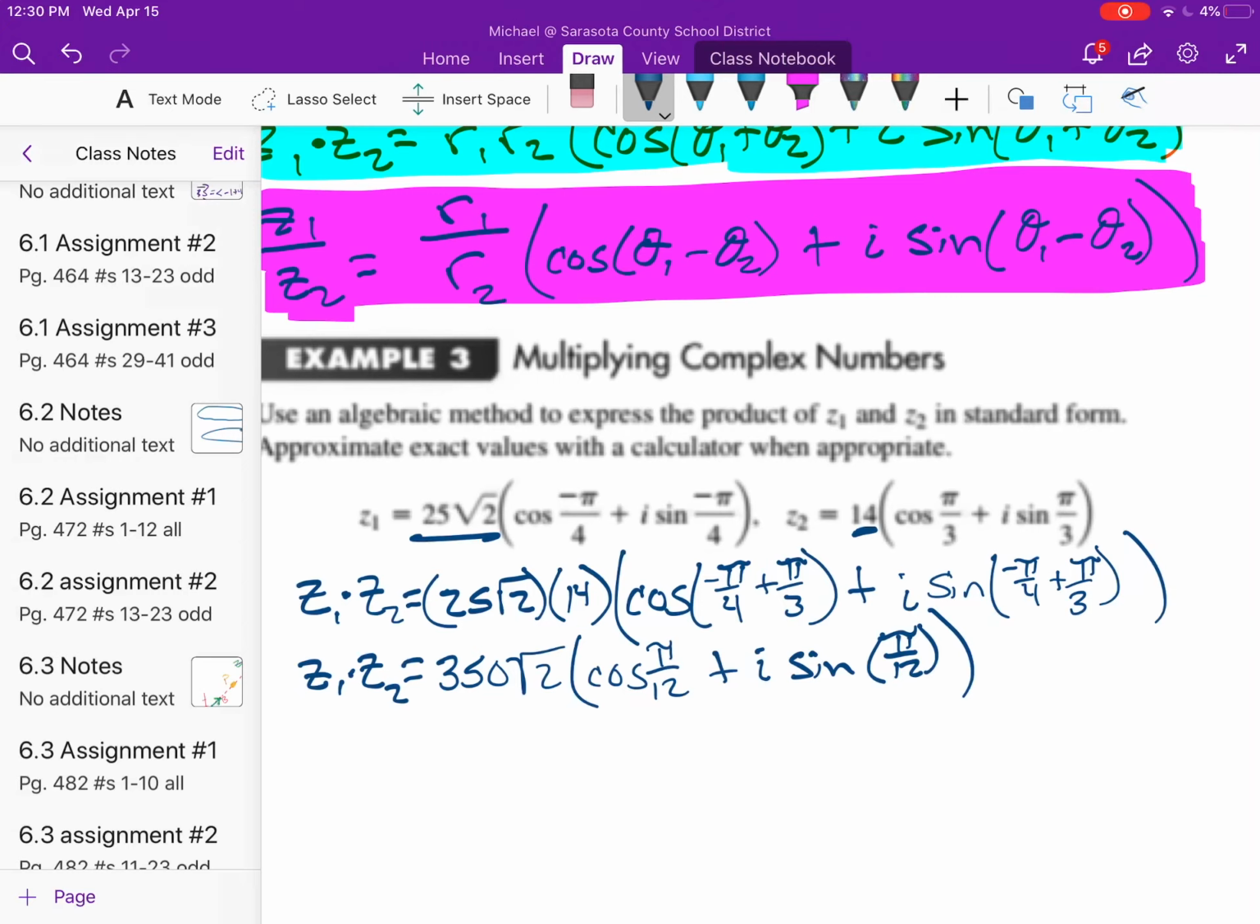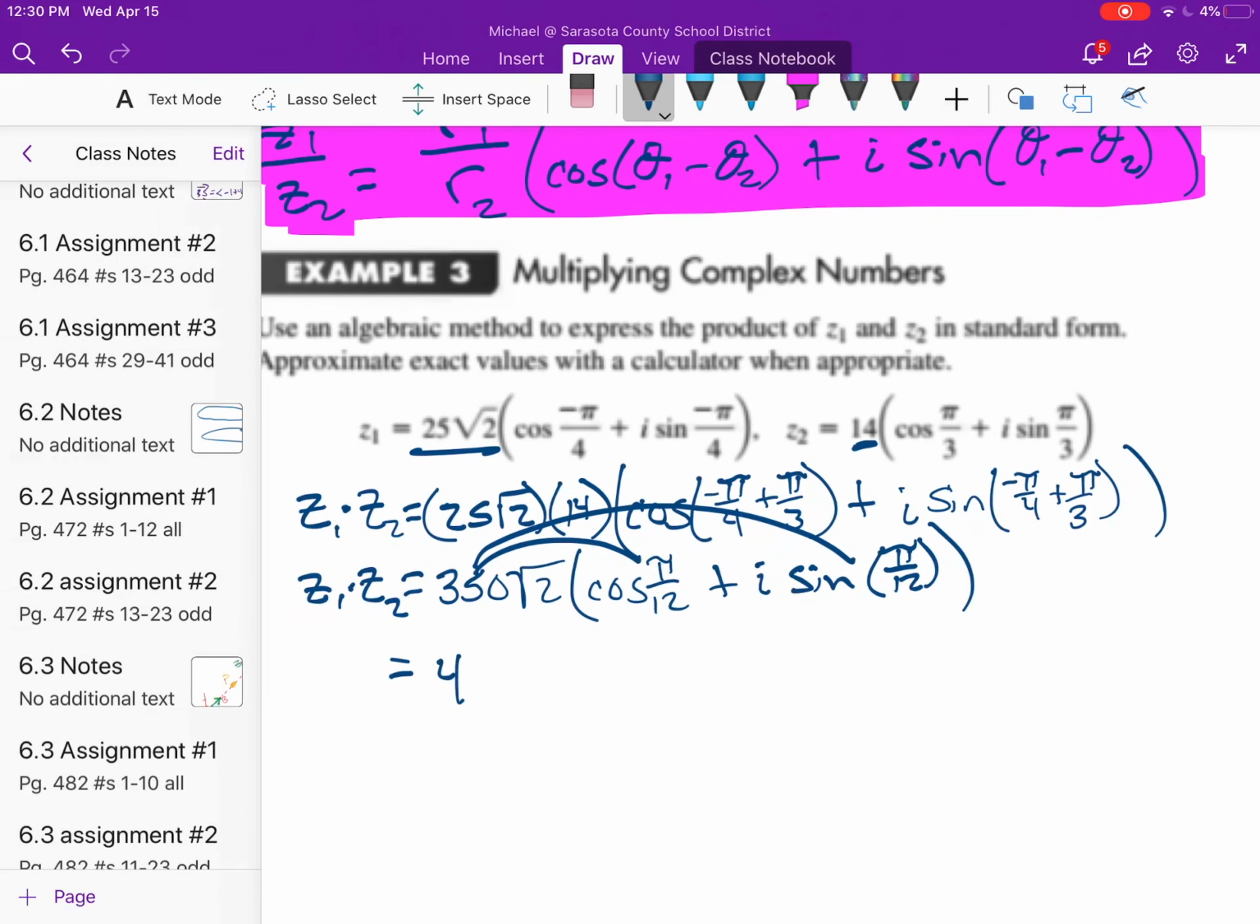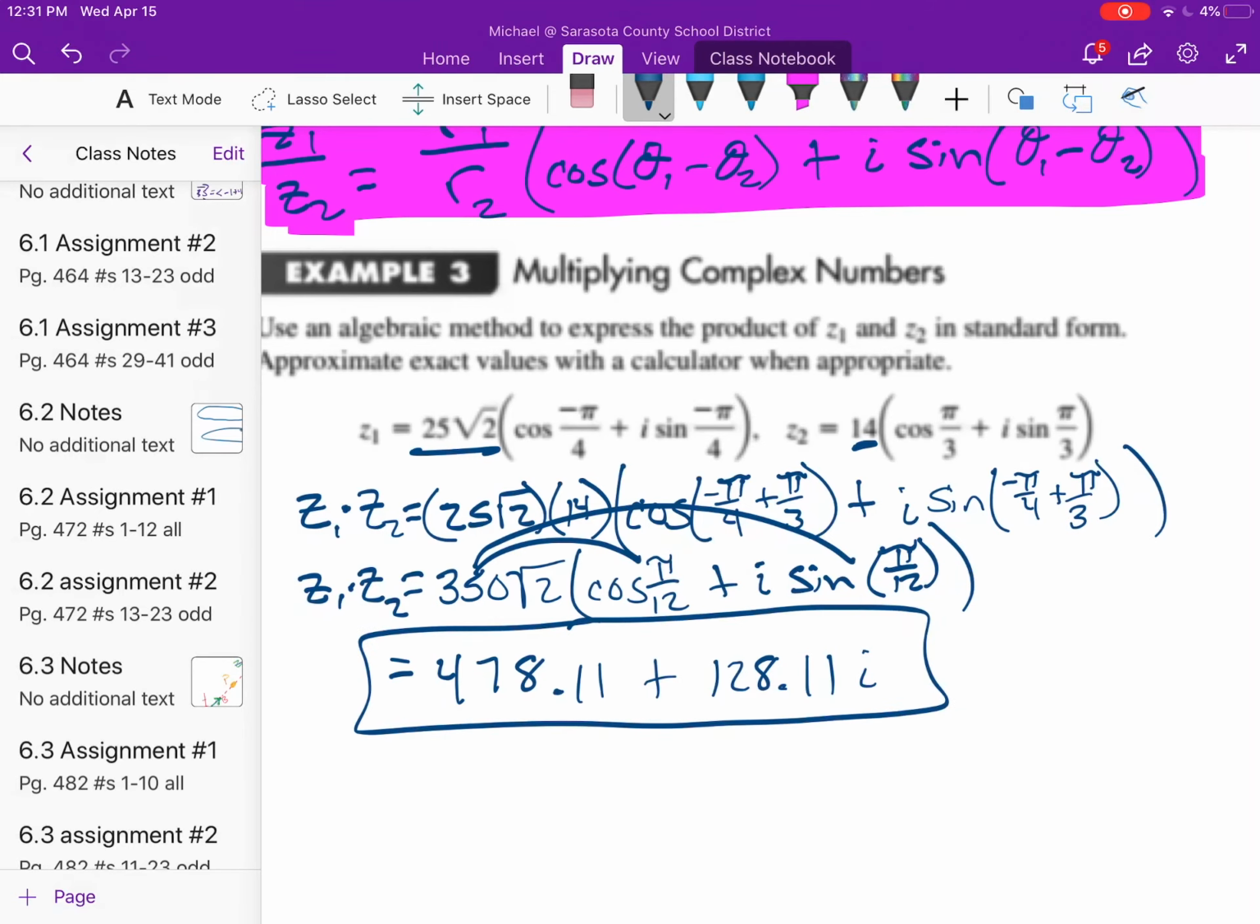At this point, you're going to use your calculator to find out what these values are. So you will distribute and distribute. To save a little bit of time, I've done these calculations already. They come out to be about 478.1 for our real part, and for our imaginary part we get about 128.11 i. That would be the standard form, as it's asking for, of what was the polar form.